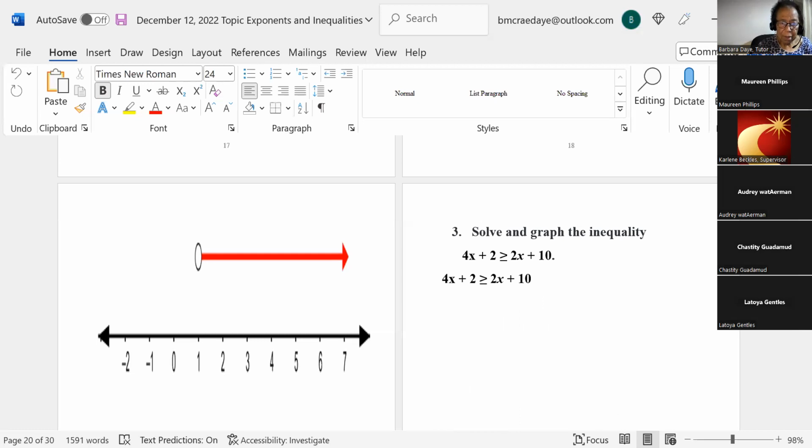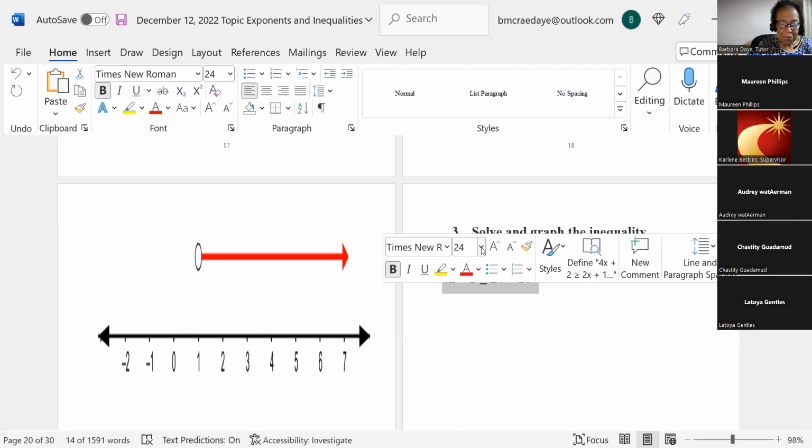Okay, I want you to solve this one. Now you've got a greater than or equal, so you know it will be a closed symbol, shaded, right? So solve this for x. Get all your x's together, get all your constants together, and tell me what you get. Okay, let me make that bigger.